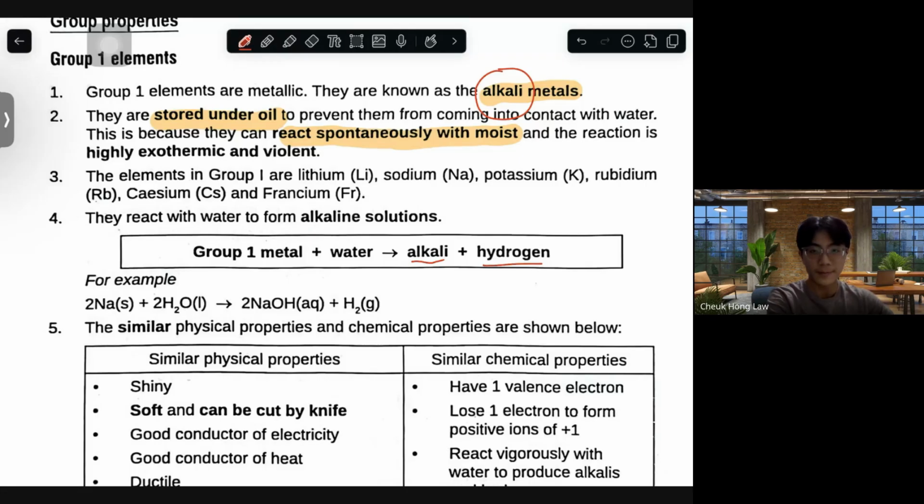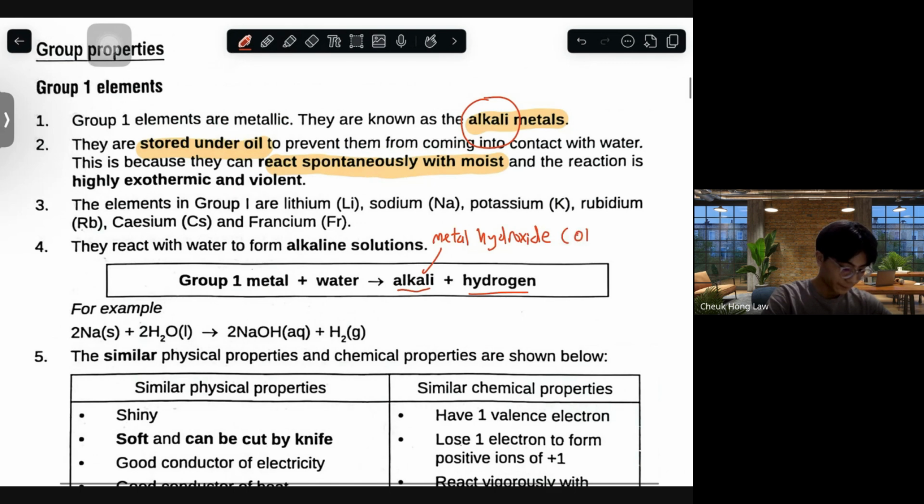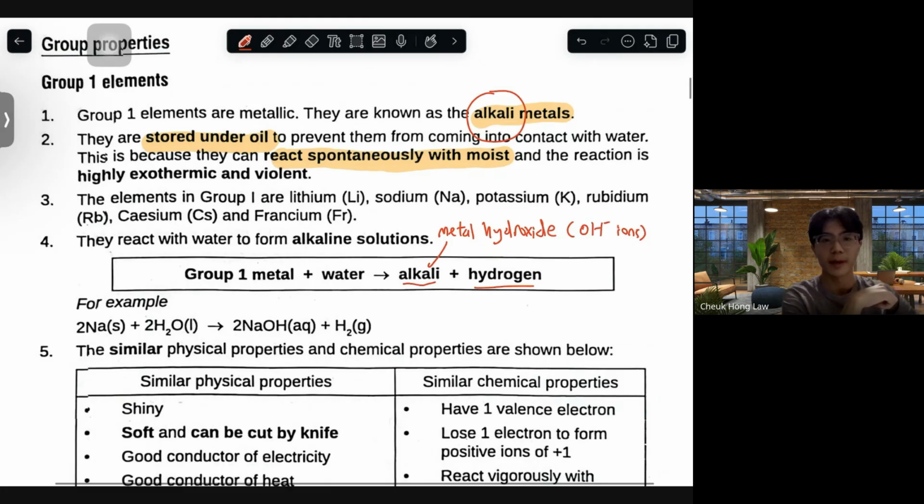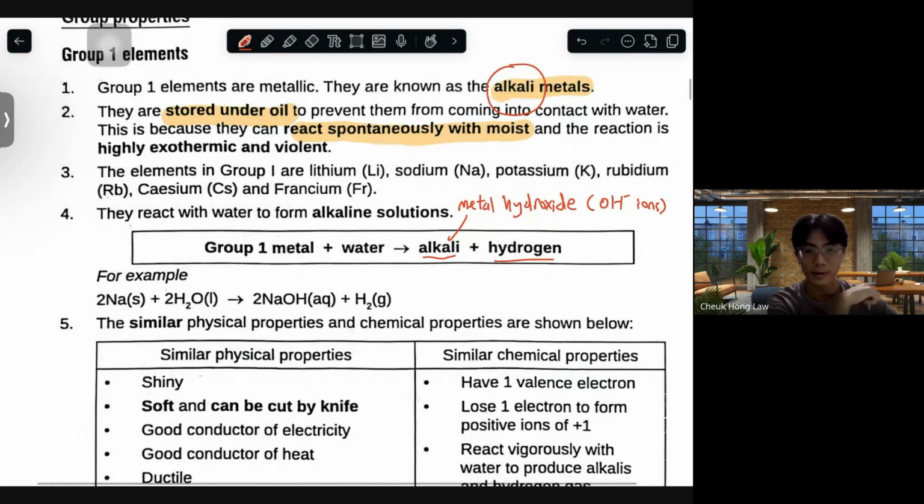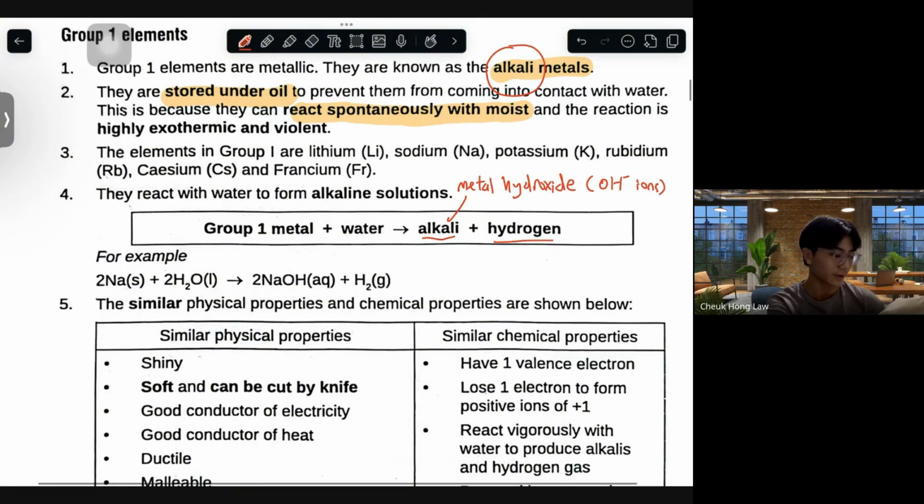Because it forms an alkali, that's why they are called alkali metals. Your alkali is actually a metal hydroxide. What's the definition of an alkali? It's a substance that ionizes in water to produce hydroxide ions, which is your OH minus. So your alkali has to be a metal hydroxide so that it can produce hydroxide ions.